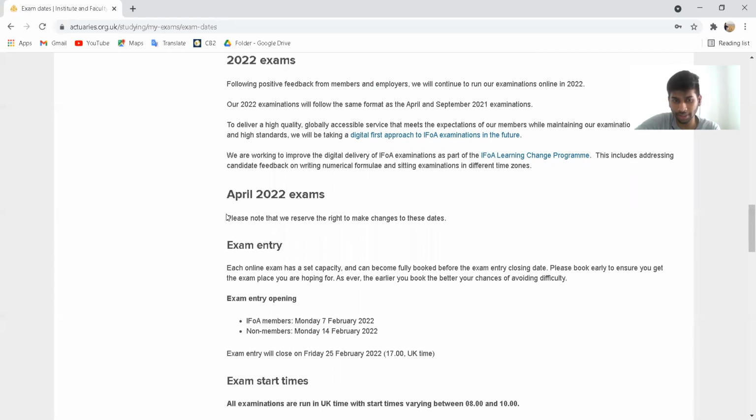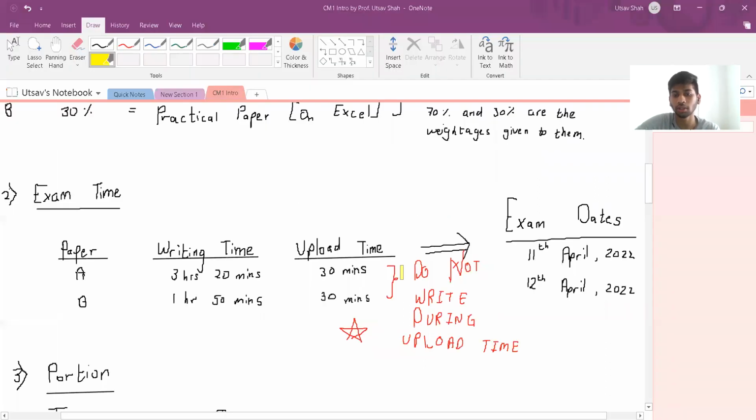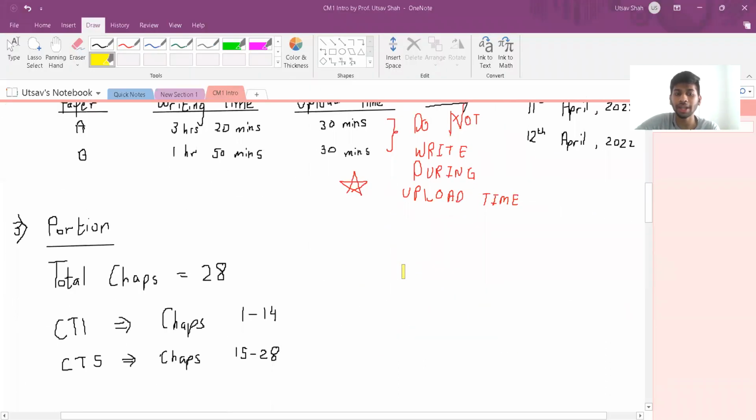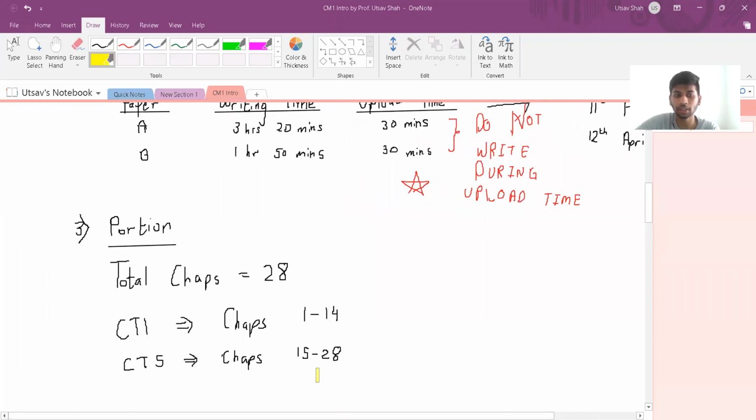Also, one small thing, these dates never change, but there is a small possibility that these dates may change, but they'll be close by, so you don't have to worry about that right now. Okay. So now that's done. Now I'll come to the main thing, the portion.